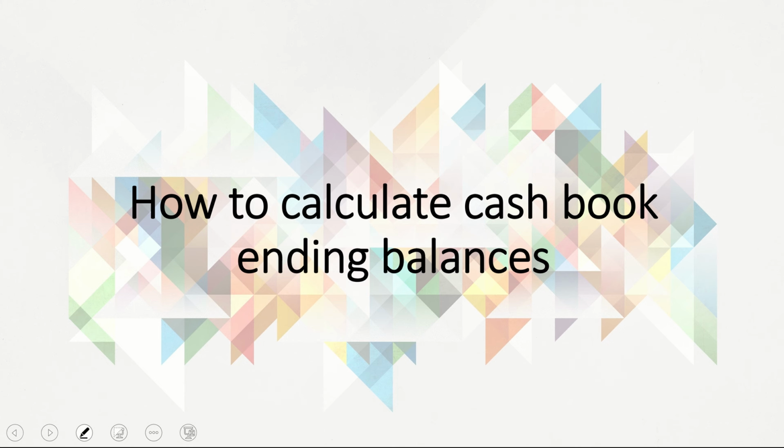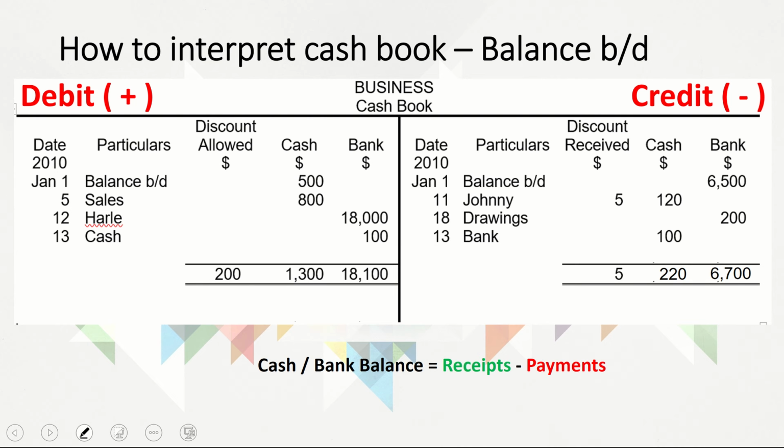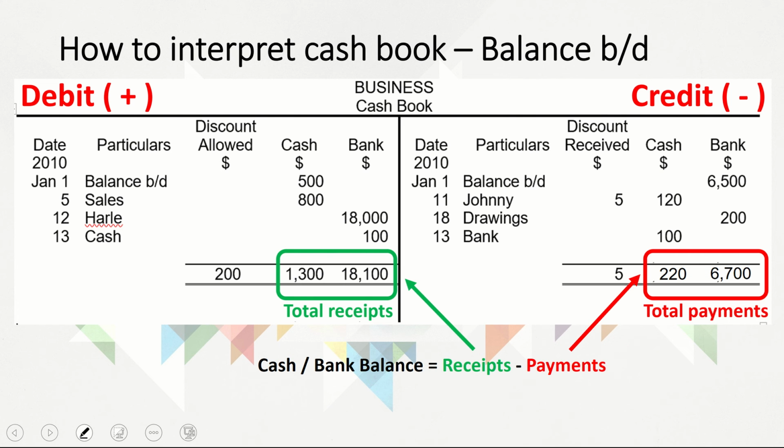Alright, so finally we look at how to calculate cash book ending balances. So basically, how would you calculate the balance column? You'll take your debit column minus away your credit column. Why is it debit column minus credit column? Because debit column are all your receipts, and the credit column has got all your payments. So if you want to know how much money you have left, you will take whatever money you receive minus whatever you pay out.